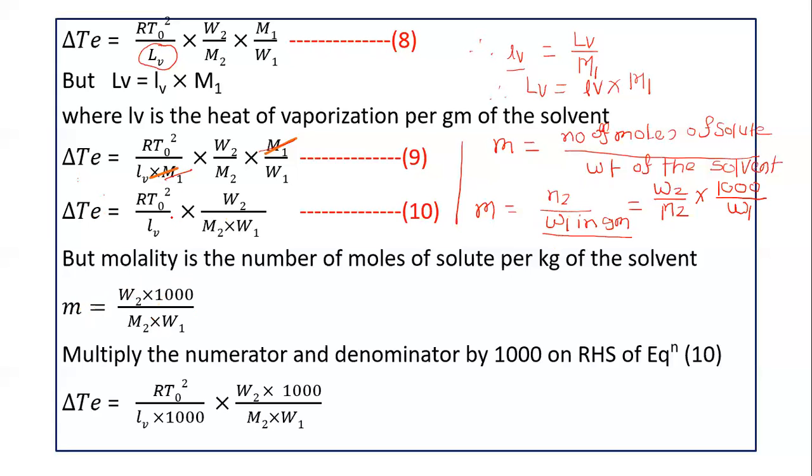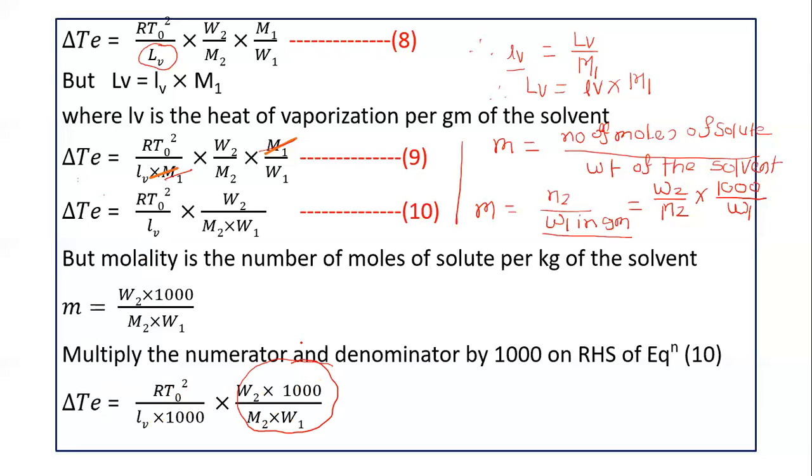Now let us see equation 10. In this equation 10, we have to multiply the numerator and denominator by 1000 on the RHS of equation 10. So we can write here delta T is equal to RT0 square upon LV into 1000 multiplied by W2 into 1000 divided by M2 into W1. And this is nothing but molality. So we can substitute here molality.